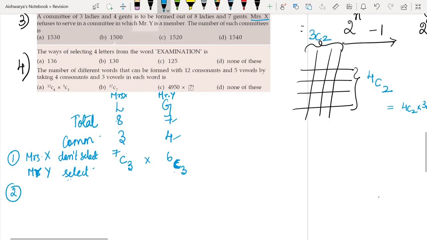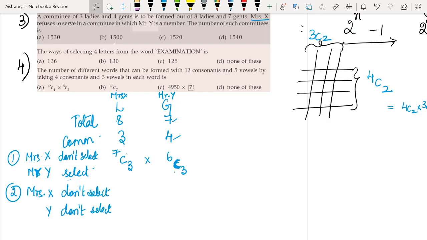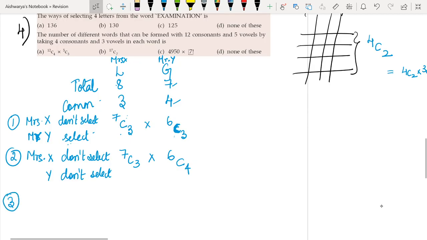Now the second way to do it is Mrs. X you don't select and Mr. Y also you don't select. We don't want people who are creating problems, so I am not going to bring both of you in. If I don't select, this part is anyway 7C3 and this part I have to select 4 people. There is no other choice, but I don't want Mr. Y, so I will remove him from the total. Now the third way in which I can do this is Mrs. X you select. Instead you leave Mr. Y, Mr. Y you don't select.